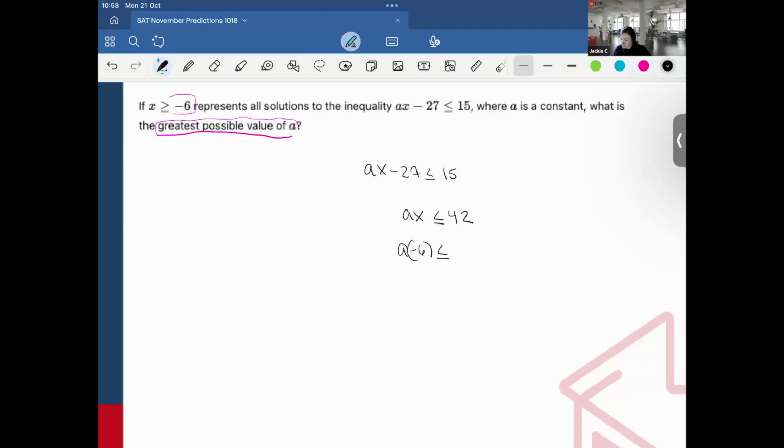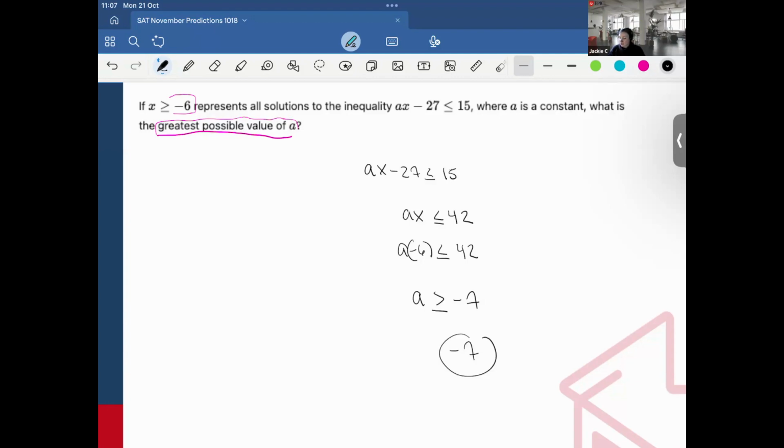And remember, important when I'm dividing by a negative, the sign is going to change. So I have a is greater than or equal to 42 divided by -7. Okay, so then our answer would be just that, -7.